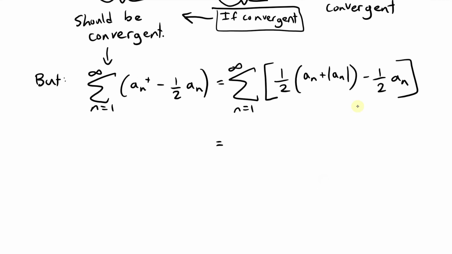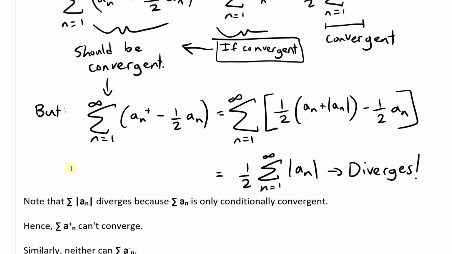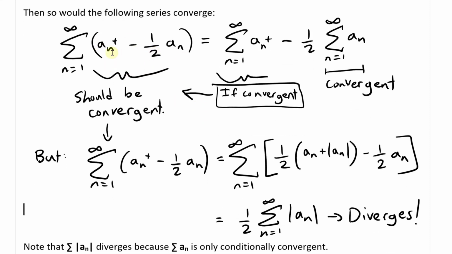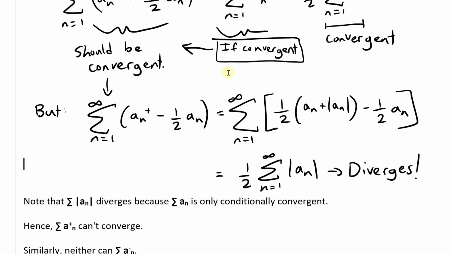So this equals the summation n equals 1 to infinity of 1/2 the absolute value of an. Here I just moved the 1/2 out. So this is divergent, because remember, it's not absolutely convergent. It's only conditionally convergent. In other words, the series of the absolute values of the terms diverges. I'll just write diverges. So this subtraction, this combination of the two series, diverges. But if this were convergent, then the combination of the two series should be convergent. So otherwise, this is not convergent.